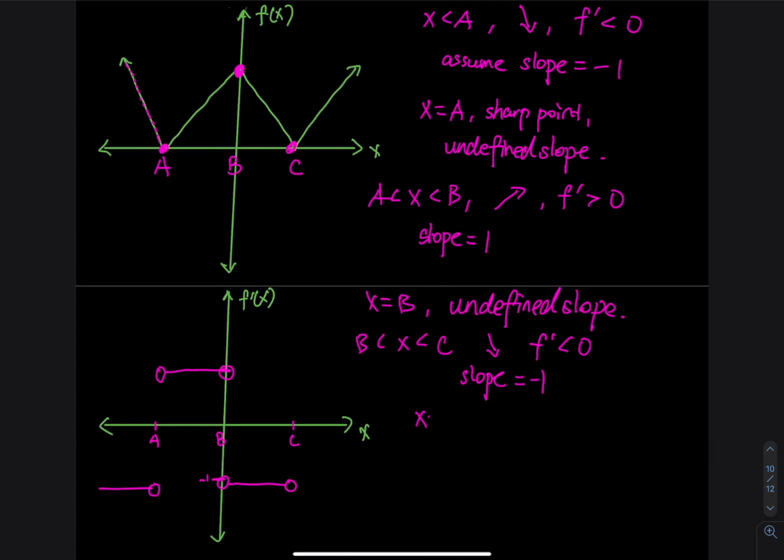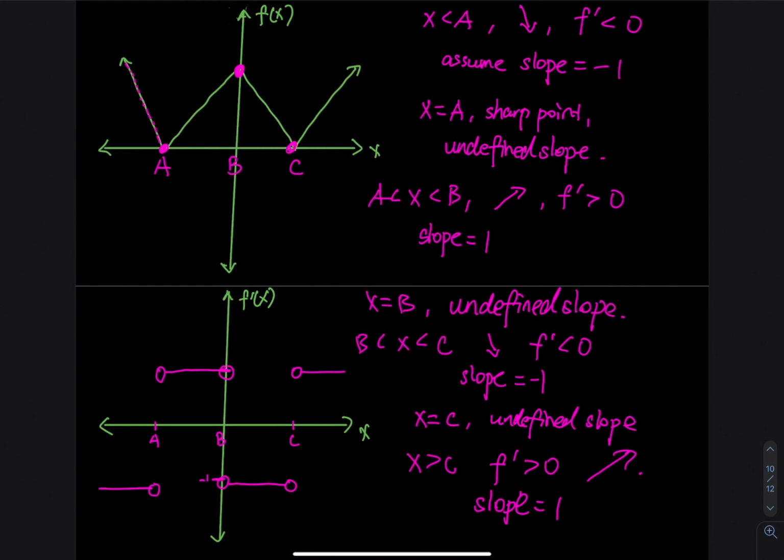X equals c, same thing, undefined slope, sharp point. And then as we pass c, greater than c, what do we have? We have a slope greater than 0 because the line is going uphill. And then once again, you can assume that the slope is equal to 1. So from c to beyond, we have this. So that is the f prime of the given function.